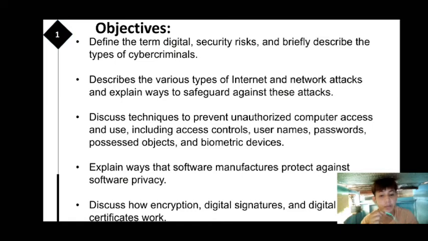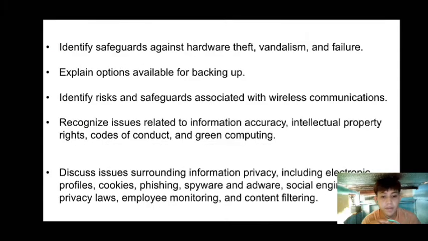So here are the objectives. Define the term digital security risk and briefly describe the types of cyber criminals. Describe the various types of internet and network attacks, and explain ways to safeguard against these attacks. Discuss techniques to prevent unauthorized computer access and use, including access controls, usernames, passwords, possessed objects, and biometric devices. Explain ways that software manufacturers protect against software piracy. Discuss how encryption, digital signatures, and digital certificates work.